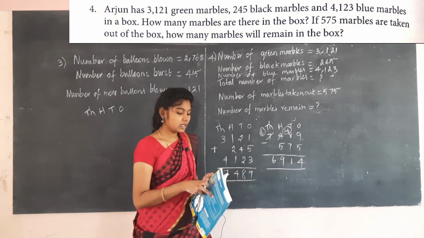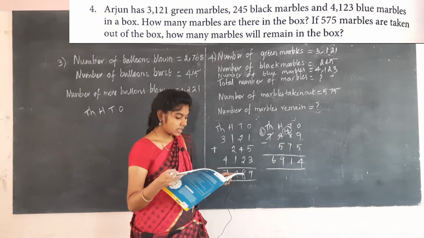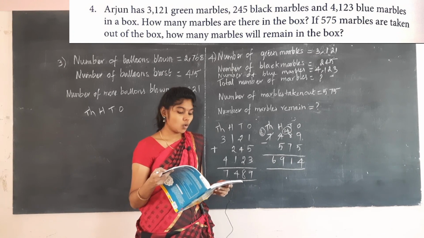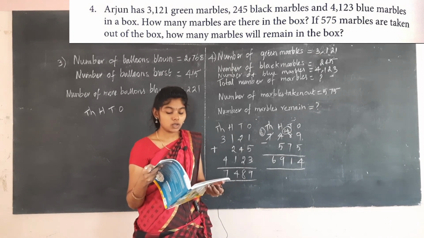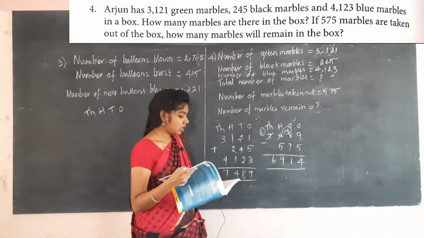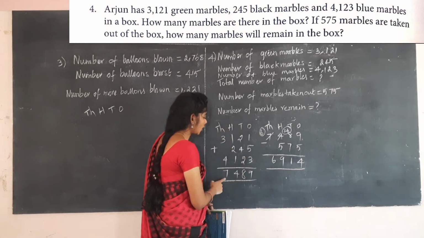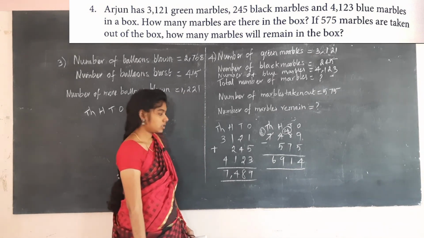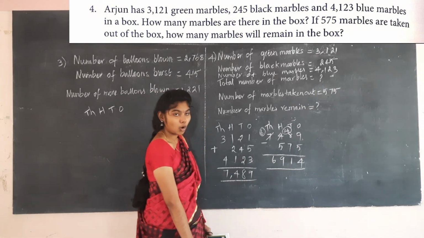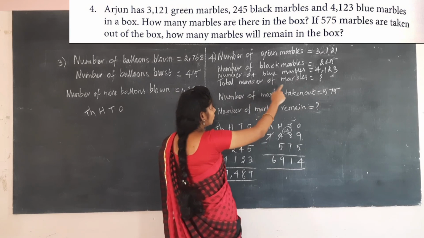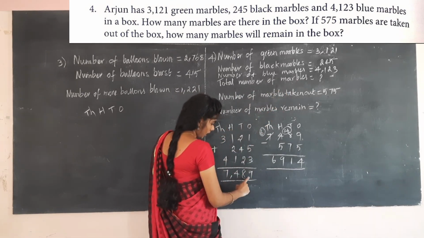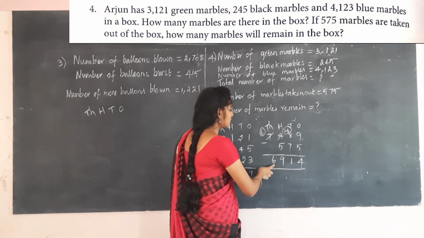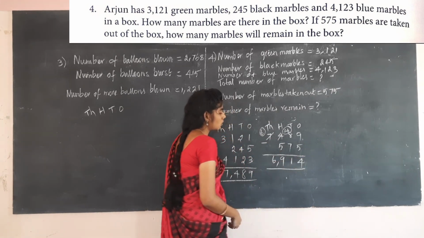So how will you write the answer now? You have to write the answer: 6914 marbles are left now. They have asked only how many marbles will remain in the box. So you can write the total number of marbles as 7,489, placing the comma between hundreds and thousands because that is the standard form. So the total number of marbles is 7,489, and the number of marbles that remain, that are left, is 6,914. So the answer is this one.